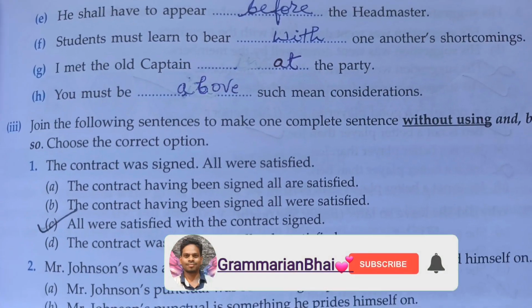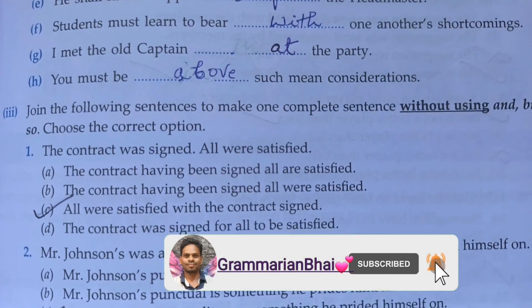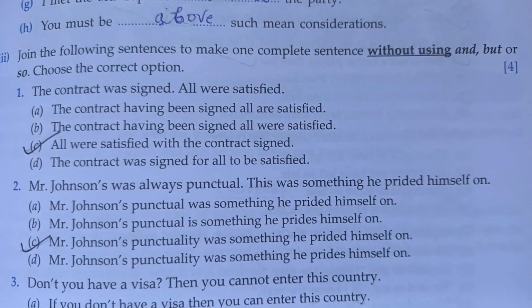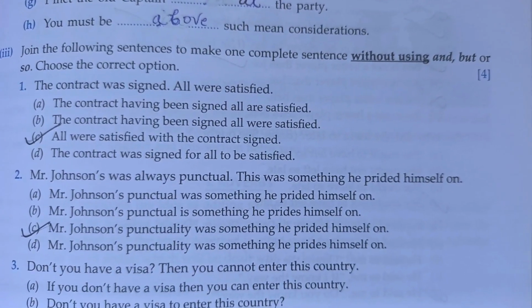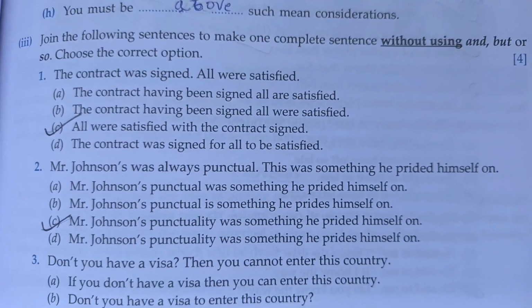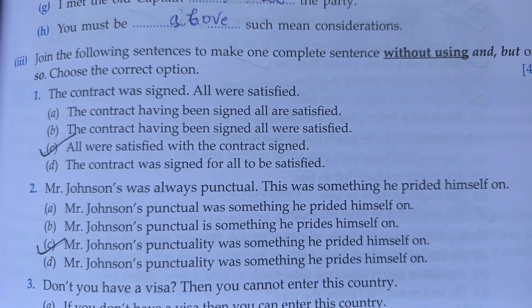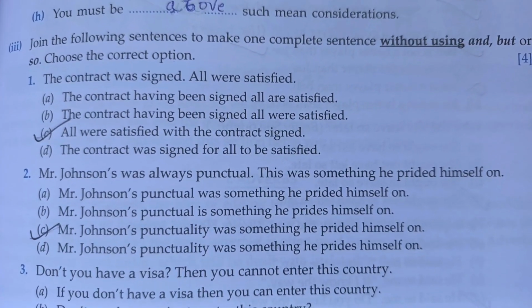All were satisfied with the contract signed. Second one, Mr. Johnson was always punctual. This was something he prided himself on. So here option C is correct. Mr. Johnson's punctuality was something he prided himself on.